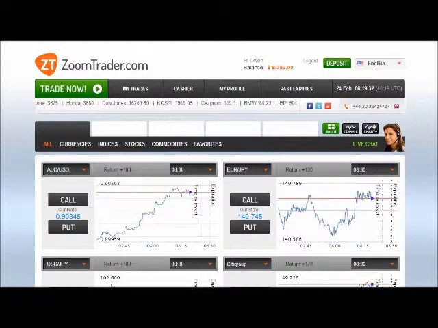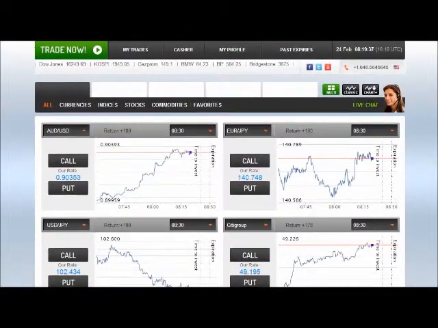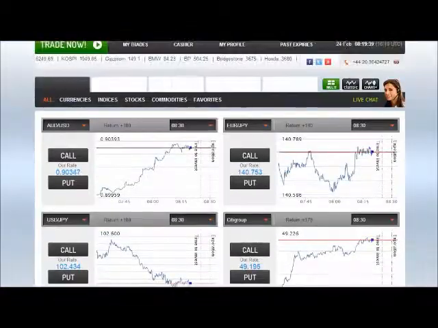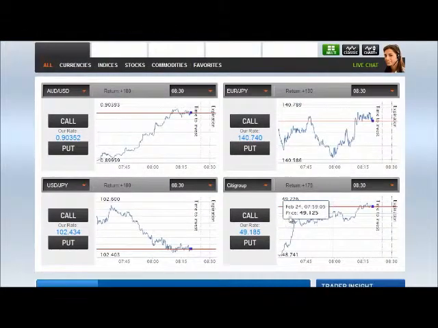the ZoomTrader broker. Now there's some fantastic options here. This is a really simple platform to use. You see here it gives you instant heads up on several different pairs, and it gives you also trader insight. Now the two that are really sticking out with me right now are the US dollar versus yen and the Australian dollar versus US dollar.